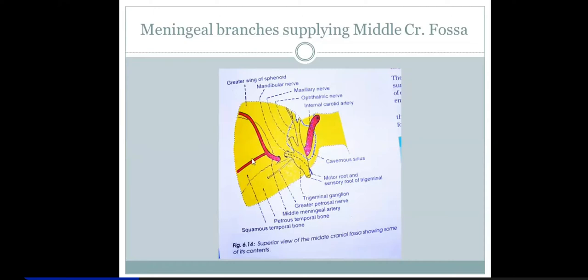Similarly, in case of rupture of the posterior division, the extradural hematoma clot can be sucked out or evacuated by drilling a hole around 4 centimeters above and posterior to the external auditory meatus. There you can bring out the clotted blood from the extradural space. So that was about the middle meningeal artery.